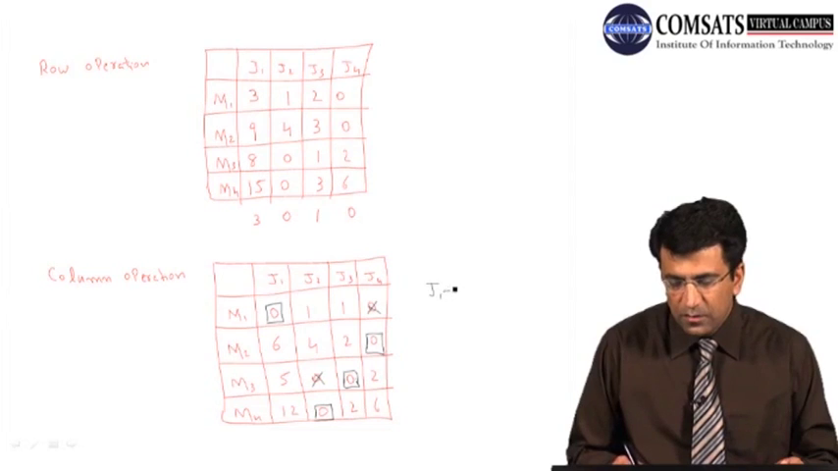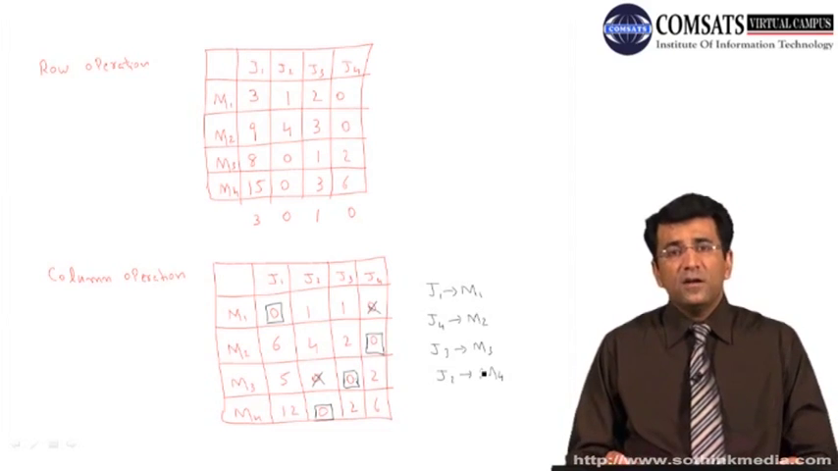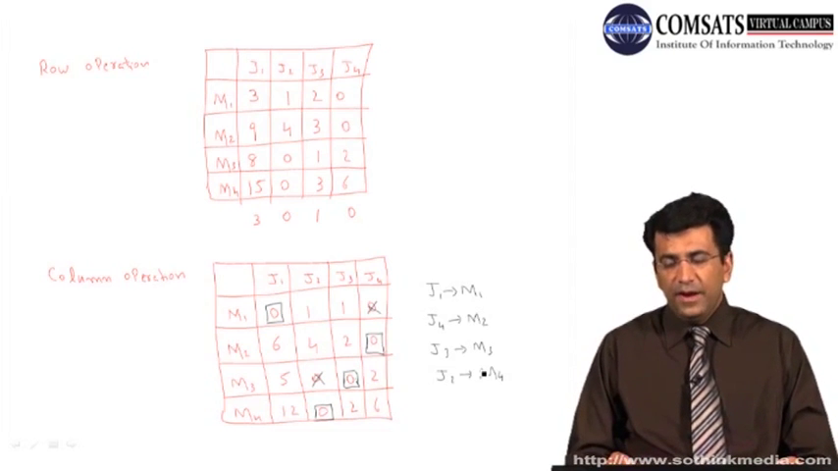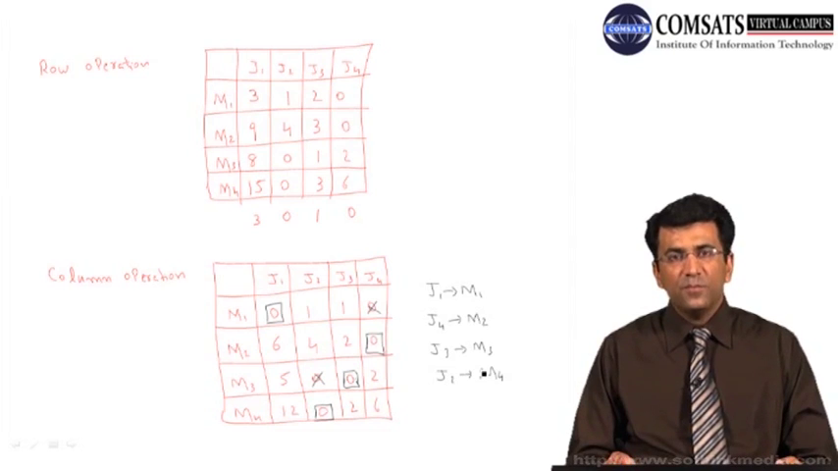job 1 to machine 1, job 4 to machine 2, job 3 to machine 3, and job 2 to machine 4. So this is our optimal assignment, and through this sort of assignment we will be able to maximize our profit actually. And what is the maximum profit?